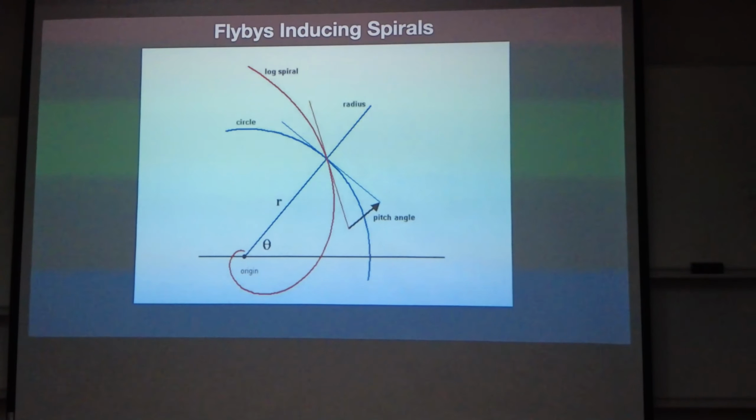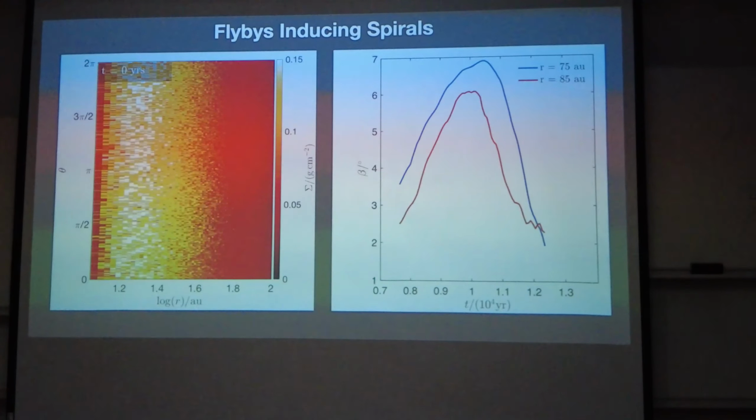And also we can measure the pitch angle of the spirals that are produced by a flyby. The pitch angle is: you have your logarithmic spiral, you have some sort of unit circle, and you can create the tangent. If you calculate the tangent between those two lines, you get a pitch angle. And so the pitch angle changes depending on what radius you pick. So if you go to the next slide, I can calculate the pitch angle.